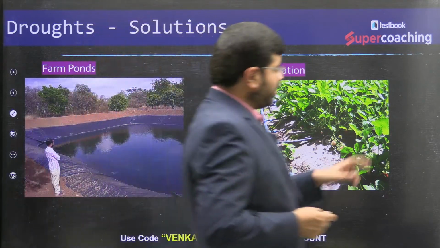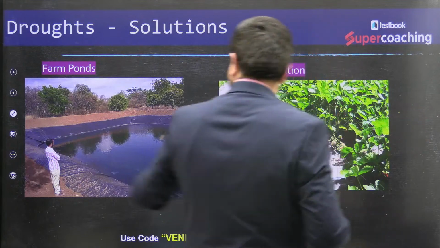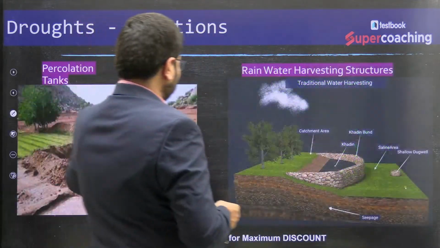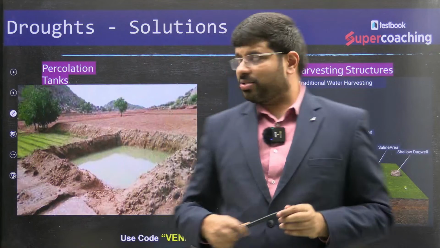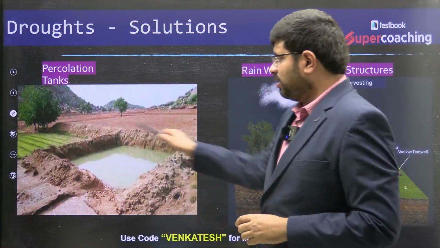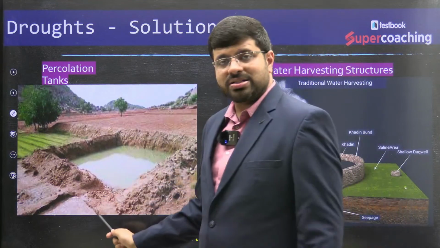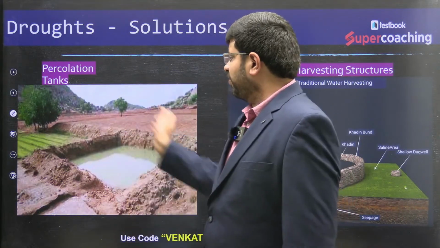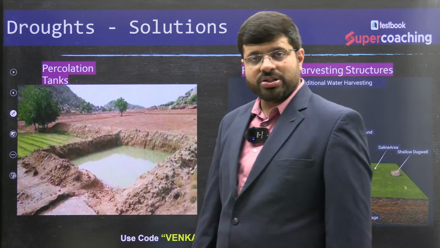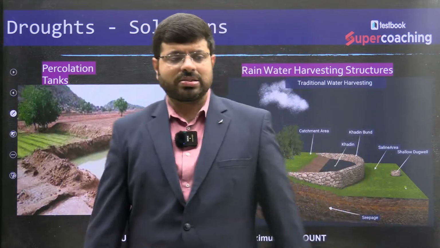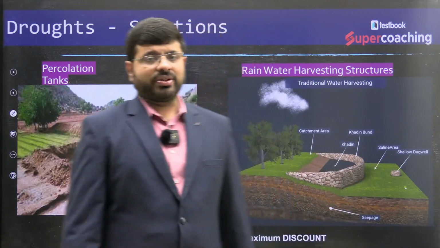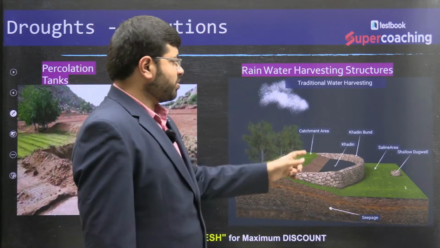Drip irrigation. Then you also have some other things traditionally from our country. This is what we will call a percolation tank. There is a tank which is able to percolate the water, and this water will recharge the groundwater, and that will be useful for agriculture here. So, percolation tanks. And the traditional supply chain which we need to remember for everything is the rainwater harvesting structures.